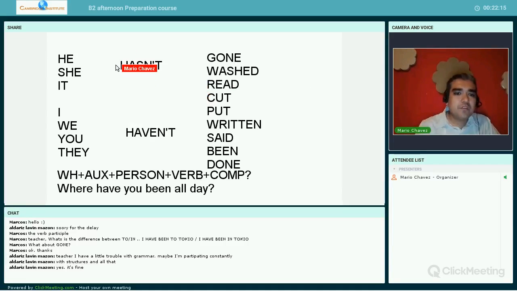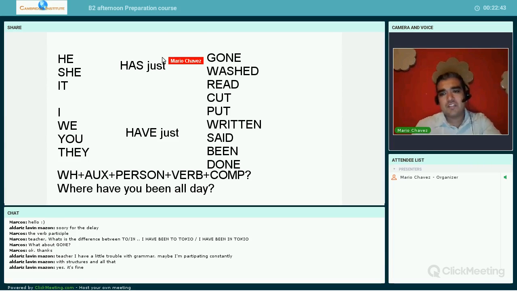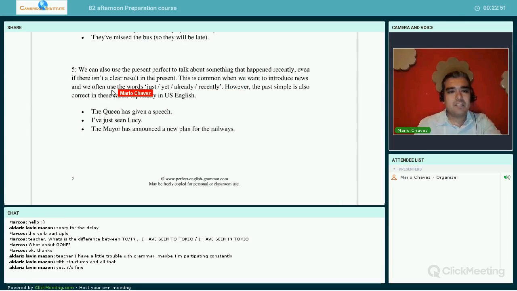For example, when do we use "just"? Well, we use "just" after the auxiliary. For example, we say he has just gone home, right? I have just said that. He has just finished his homework. We have just written the essay. We use "just" after the auxiliary.